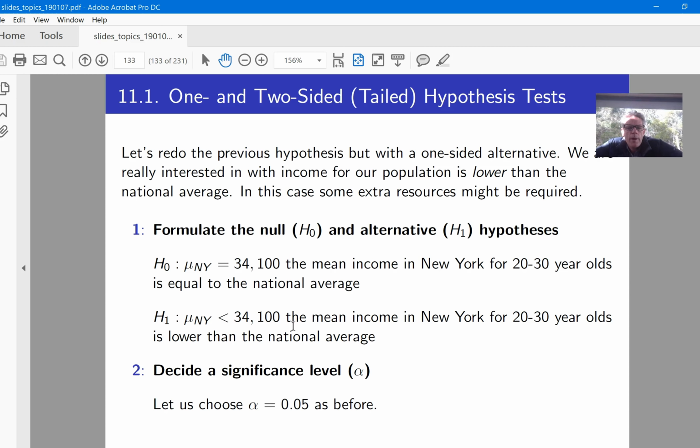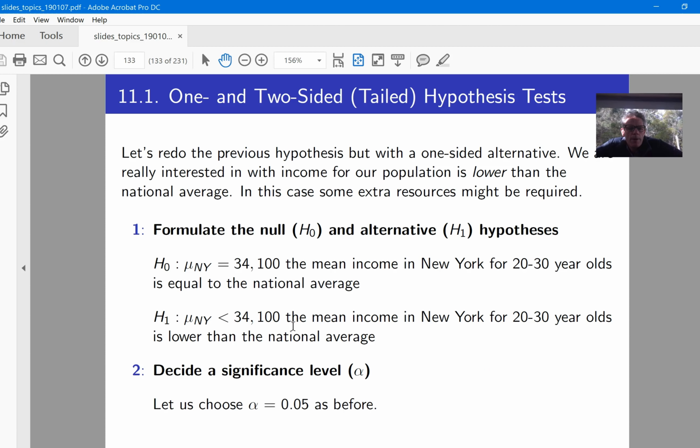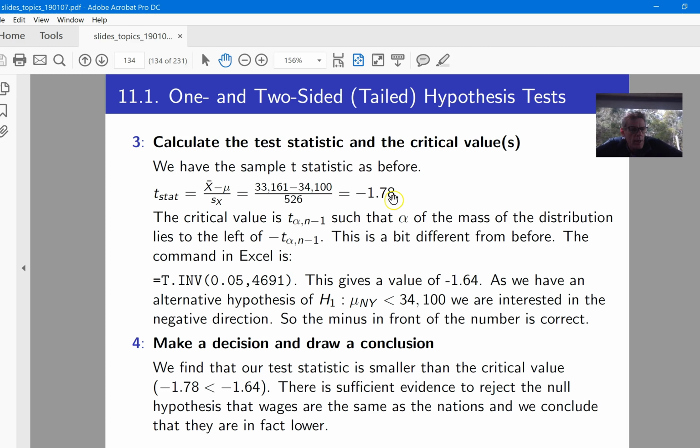In this case, we ended up, let's see, here we are, yep. So now we're going to write down the null and alternative differently. We believe that New Yorkers, because they're from New York and because they're young, might earn less than the national average. So the null, conservative view is that they don't earn less. The alternative is that they do earn less. Choose 5%, same statistic, but the critical value now is not based on TINV2T like it was a couple of slides ago. It's now based on TINV at 5% probability with this degrees of freedom, and that gives us a value of minus 1.64.